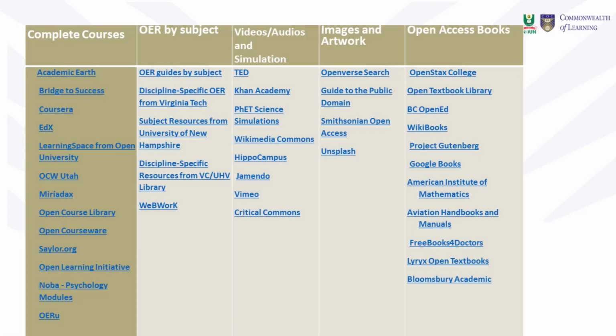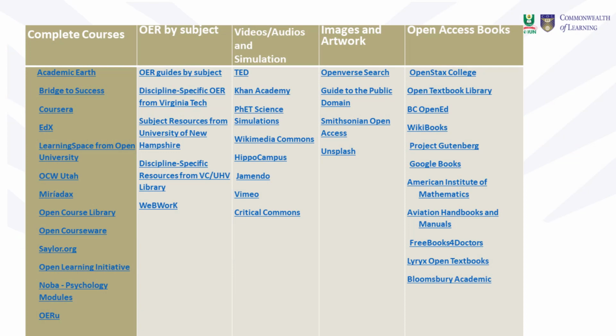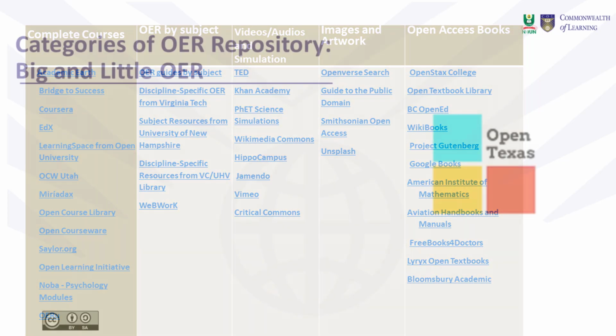As you can see on your screen, these are OER repositories and the types of OERs. You have complete courses, OER by subject, videos, audios, and simulations, the links where you can get them, images and artwork, and of course, open access books. These are links where you can go and get some of these OER materials.